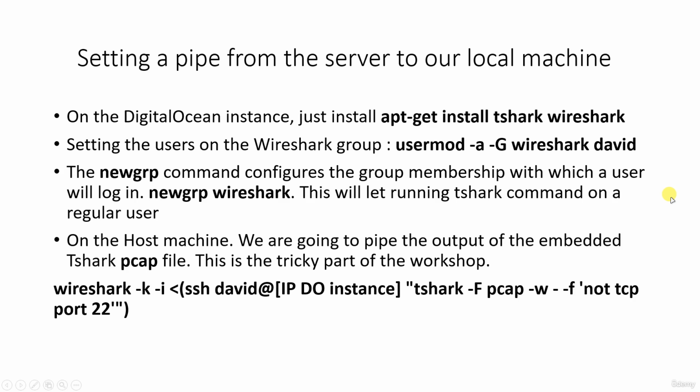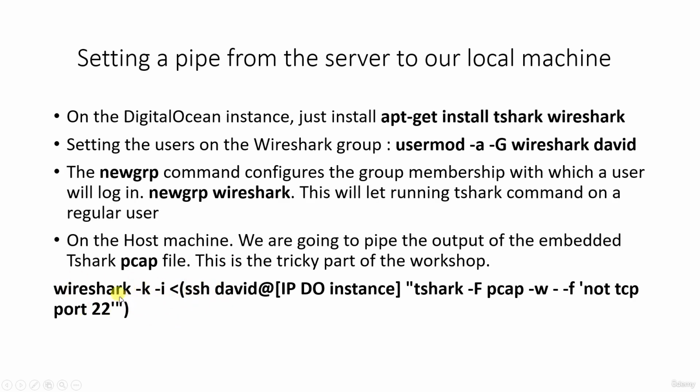On the host machine, we are going to pipe the output of the embedded T-Shark capture file. All those files that Wireshark will save in the directory we previously selected will have a .pcap extension at the end. So make sure you remember, because this is the Wireshark file, and this is the tricky part for Wireshark, and this is the final command line.